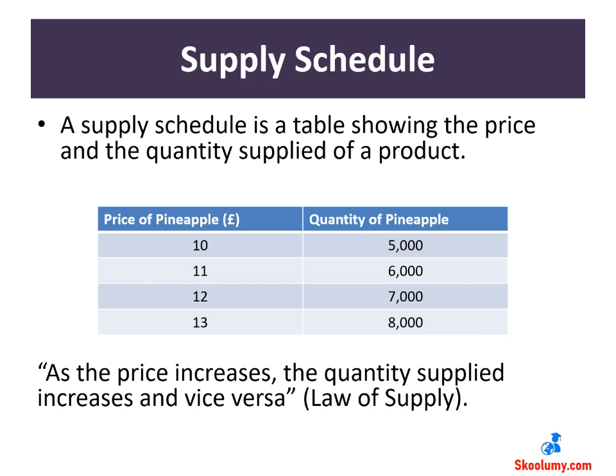The producer will supply more at higher prices because of the profit motive, as there is increased opportunity to make higher profit. This is the normal relationship between price and quantity supplied. It is the law of supply. For example, when the price rises from 10 pounds to 11 pounds, the quantity supplied of pineapples increases from 5,000 to 6,000. As the price rises from 11 pounds to 12 pounds, the quantity supplied increases from 6,000 to 7,000.